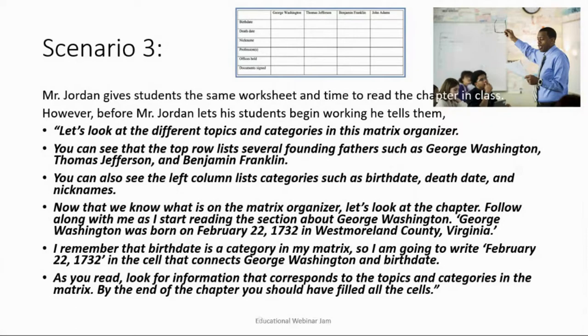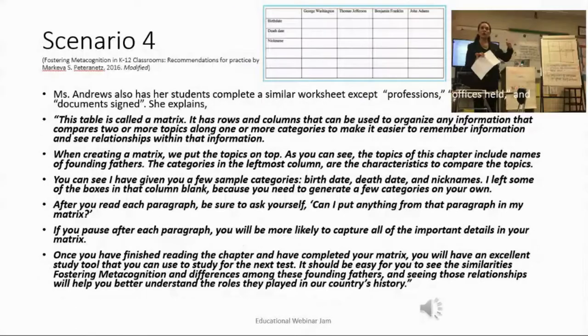Let's move to the last teacher in the same scenario. Okay, here we have Miss Andrews. She has a similar worksheet, but she has made some changes. She removed professions, offices held, and documents signed. So she has only three categories: birth date, death date, and nicknames. Then let's see what she tells her students.